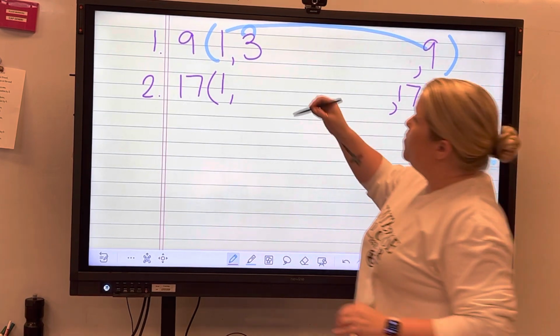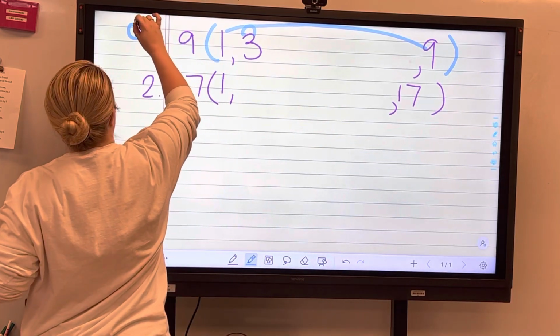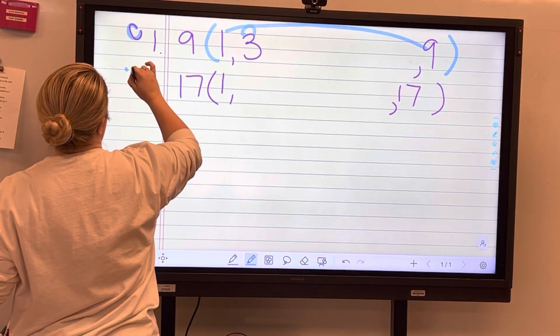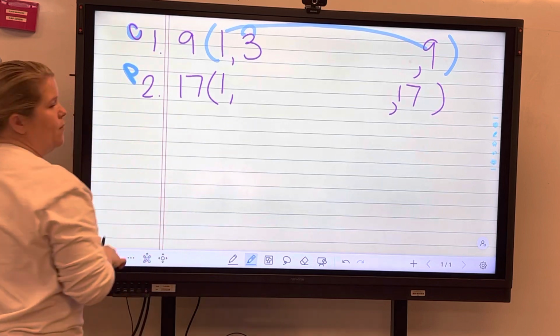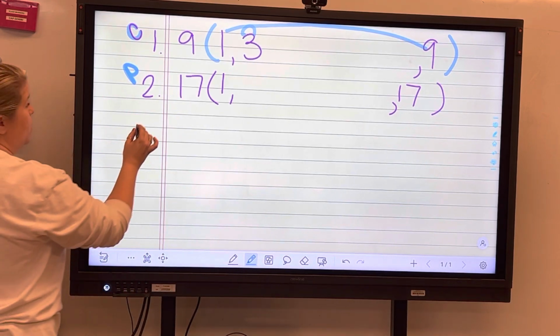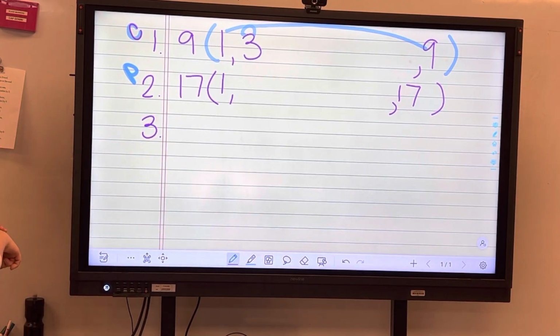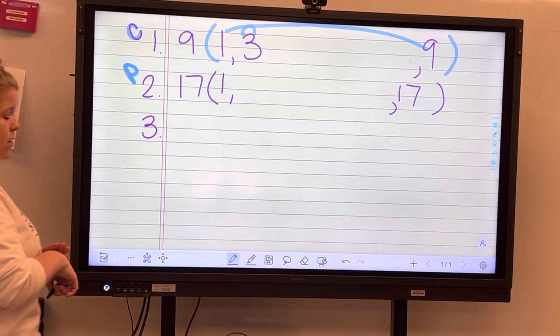I tell you what, let's put a C by number 1 for composite. Let's put a P by number 2 for prime. That's good. And if you can write out the whole word, that's good. But we're kind of in a hurry to get through this.